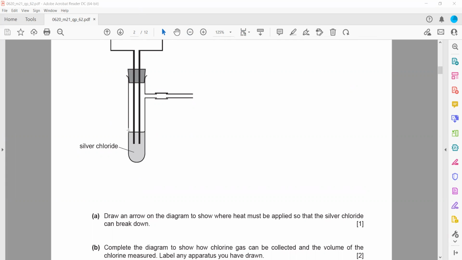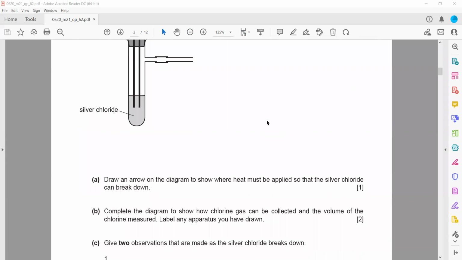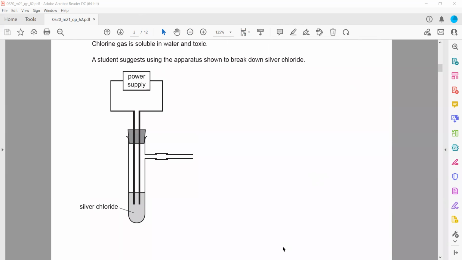Then complete the diagram to show how chlorine gas can be collected and the volume of chlorine measured. Label any apparatus you draw. So what we should draw here, because we want to collect a gas, is a gas syringe. We can collect gas over water, but because they mentioned it is water soluble, we'll draw a gas syringe here, and label this as gas syringe.